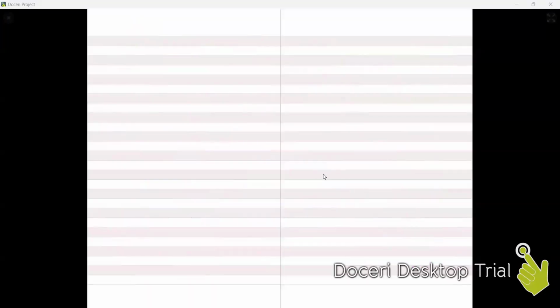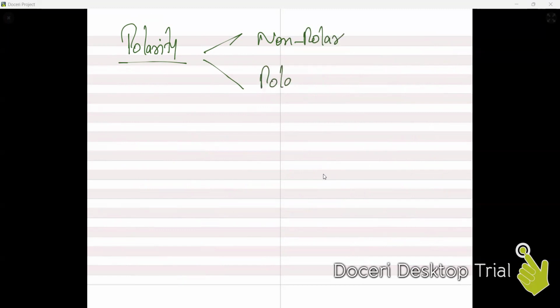I repeat it again. We are talking about polarity, and in polarity we have two kinds of categories: either non-polar or polar. A charge comes when an atom is giving an electron, either half giving or fully giving. If it's half giving, that means a partial positive charge. If it's half accepting, that's a partial negative charge.